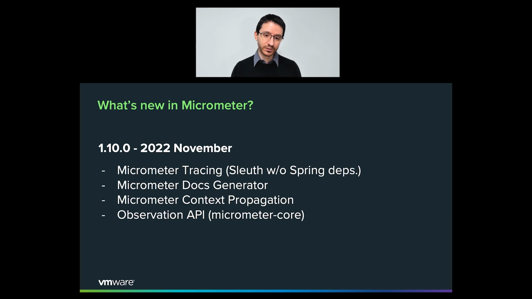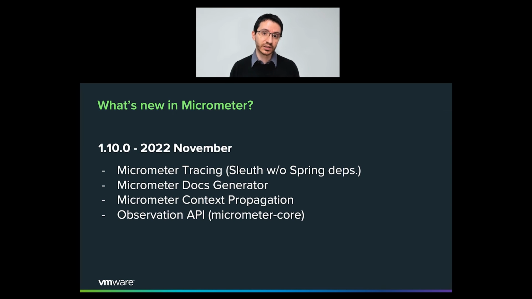The other project, the last one that we introduced, is Micrometer Context Propagation. And Micrometer Context Propagation is basically solving this cross-cutting concern of context propagation, because with tracing, we need to do it. We need to propagate context through threads and through applications over the network.